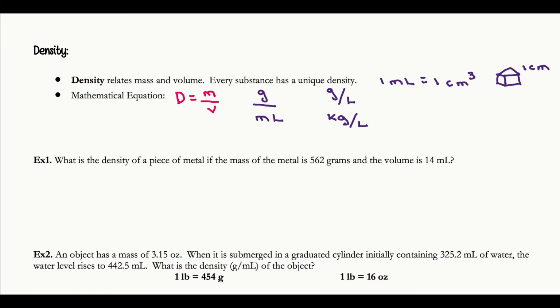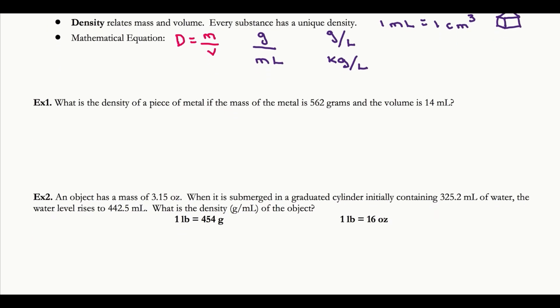Okay, so let's look at the first example. It says, what is the density of a piece of metal if the mass, so I'm solving for density, so I'm going to use my formula. Okay, it tells me my mass is 562 grams. And it tells me my volume is 14 milliliters. So I'm first going to put my unrounded value here. So my unrounded value that I get is 40.3. My units are grams per mL, because I divided mass, grams, by milliliters.